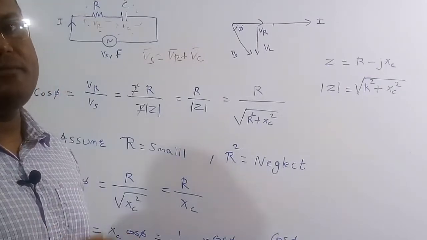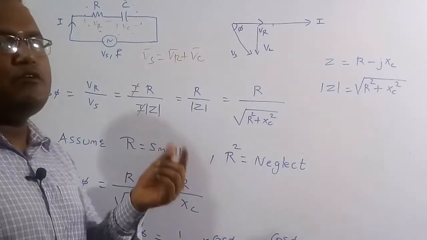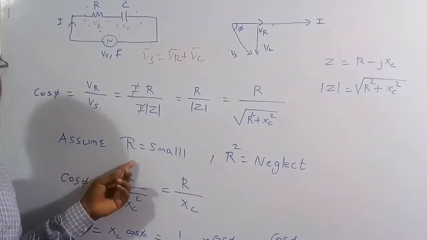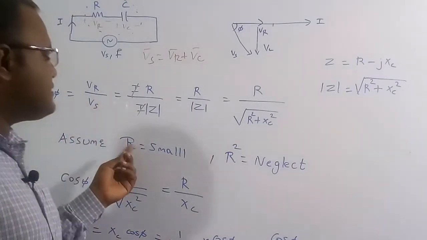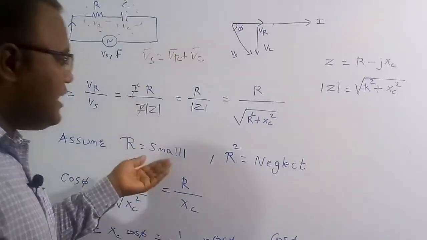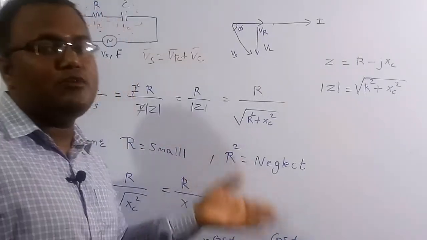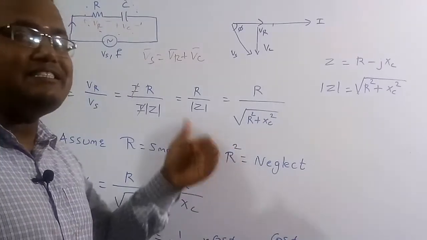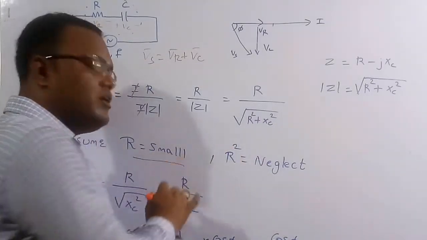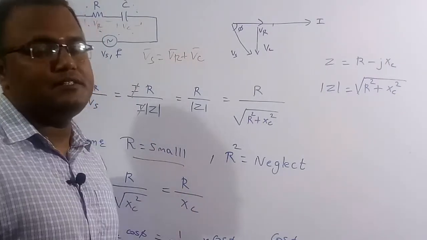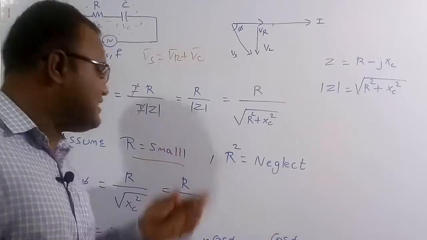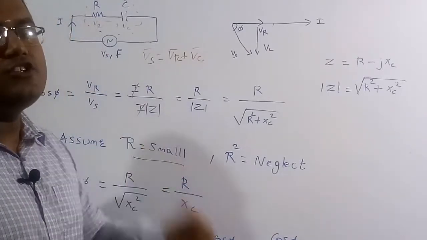So in a practical capacitor, the resistance will be a very small value. Therefore, we are going to assume that R, the resistance of the capacitor, is very small. If R is a very small quantity, and you take the square of a very small quantity, we get a still smaller value. So R square is lesser than R, a very small value.